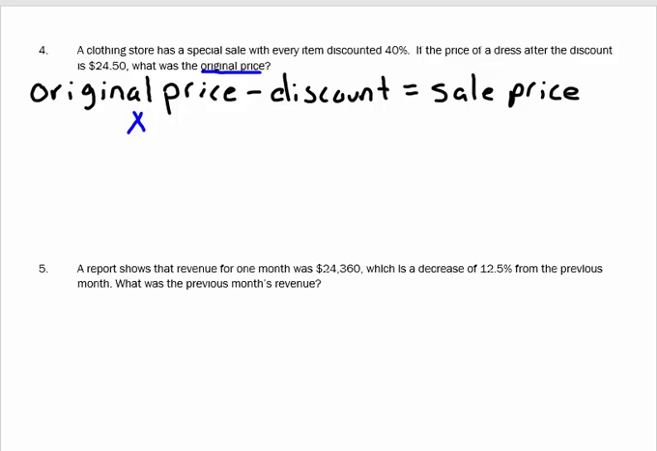Then we have to subtract off the discount. Well, the discount is 40% of what though? Of the original price. So we have to take 40%, so make it into decimal, 0.40, times x. To find the discount, you take the percent times the original price. And we'll equal that to the sale price. The sale price was $24.50, so 24.50. So that's how we should set up these problems.